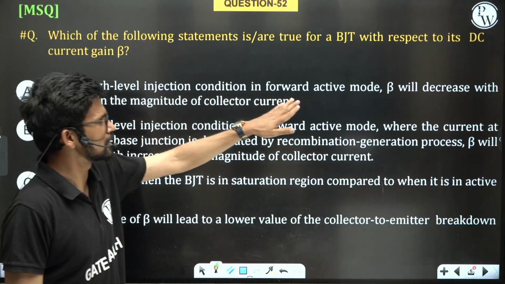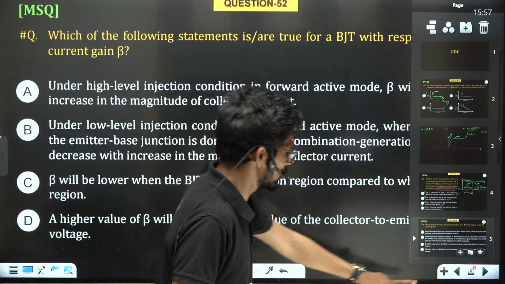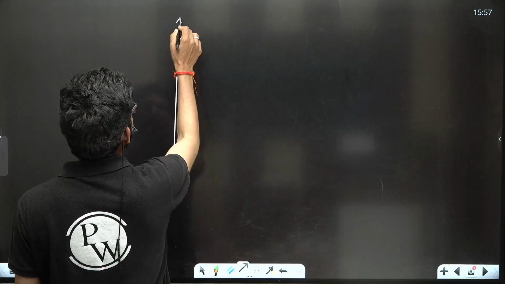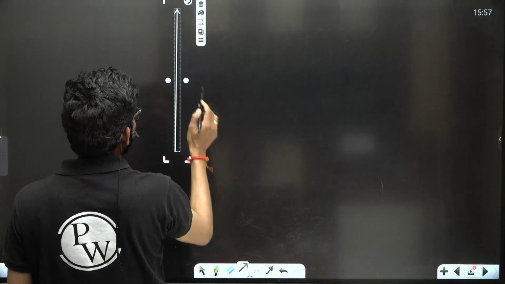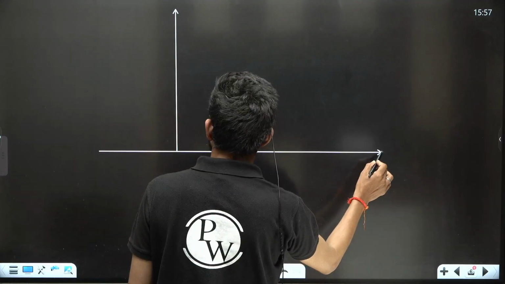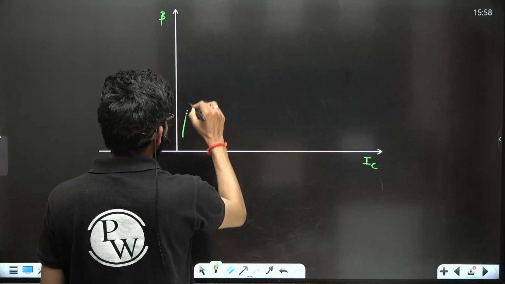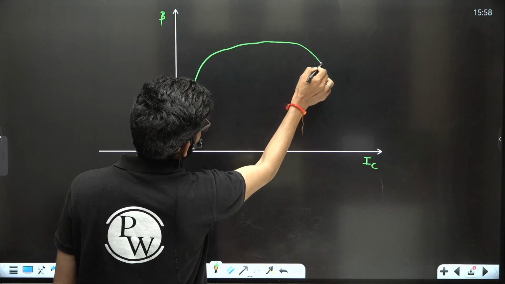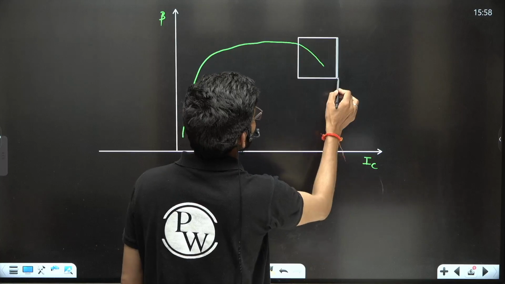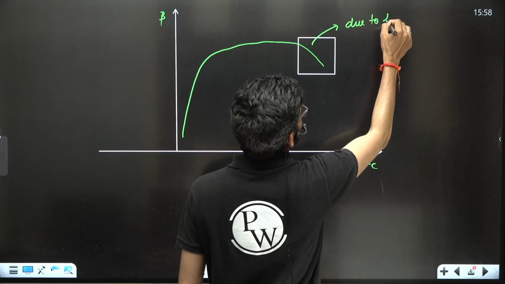Option A: under high level injection condition, in forward active mode, beta will decrease with increase in the magnitude of the collector current. So the practical graph between current gain beta and the collector current, IC, is like this. This drop region, where current gain is decreasing with increasing collector current, is due to high level injection.